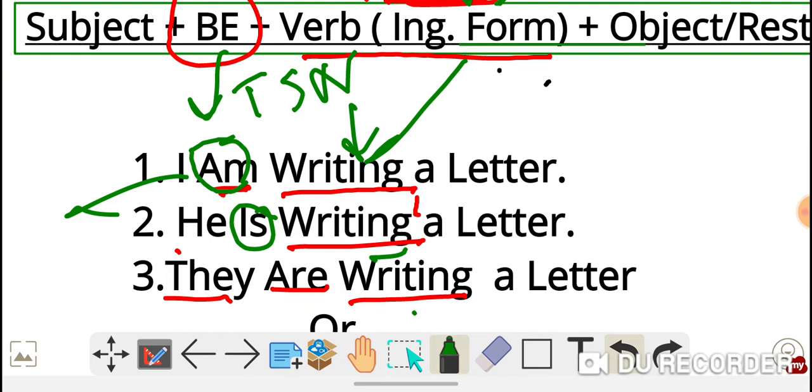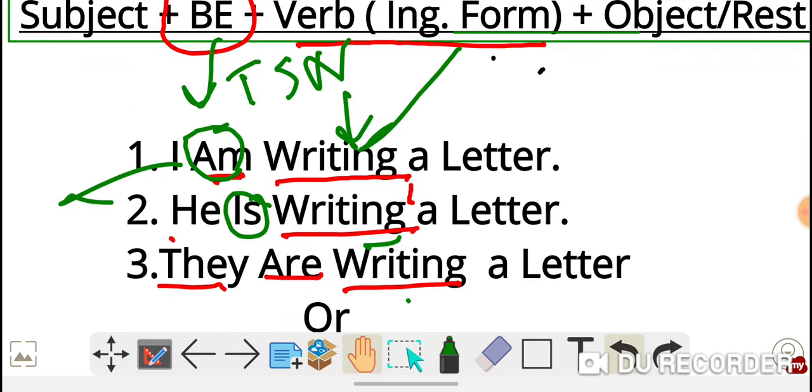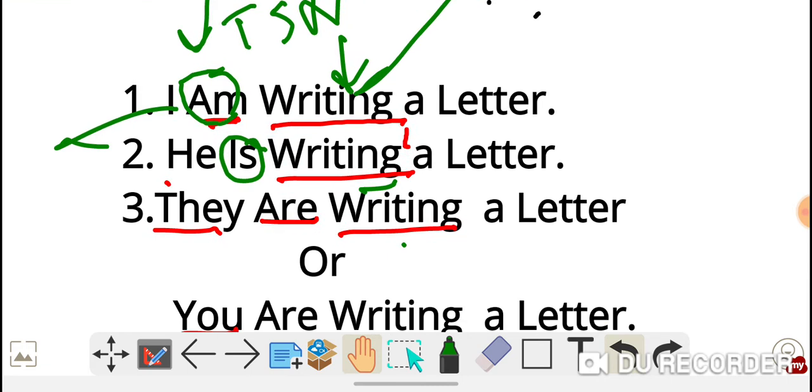So what is the tense for am? Present tense. What is the subject? First person, and number singular number. So I am writing a letter. So he is writing a letter. Writing indicates the continuation of the action, and is is part of be, is represents present tense, third person singular number.